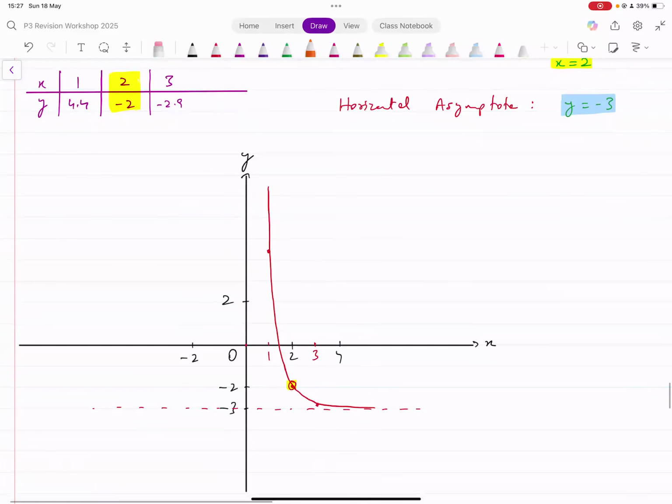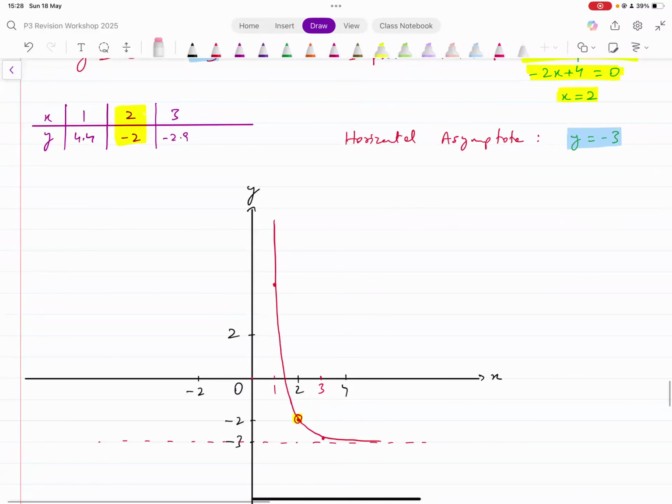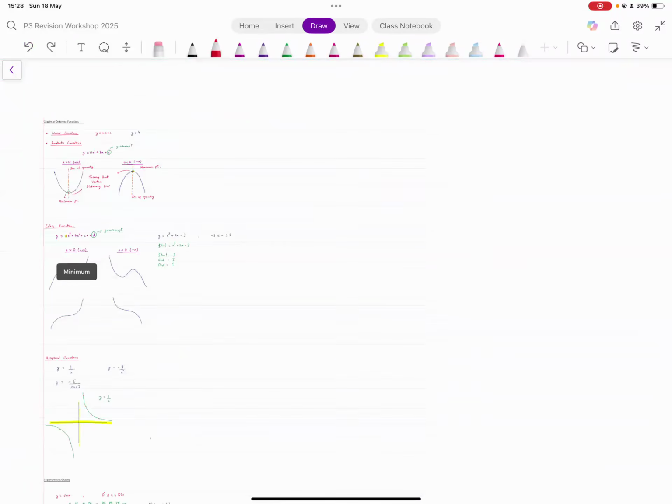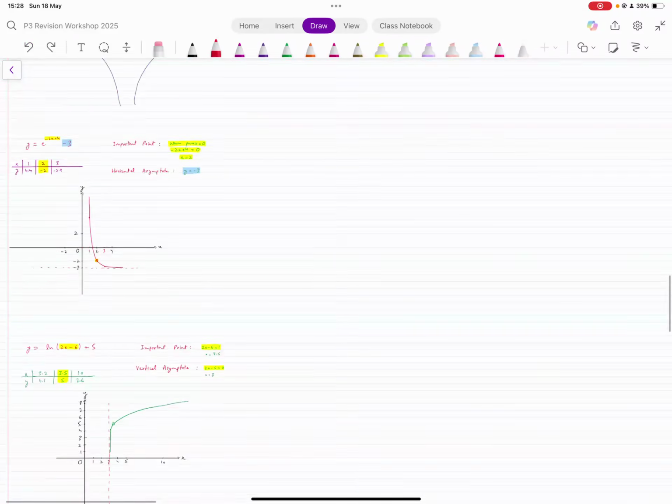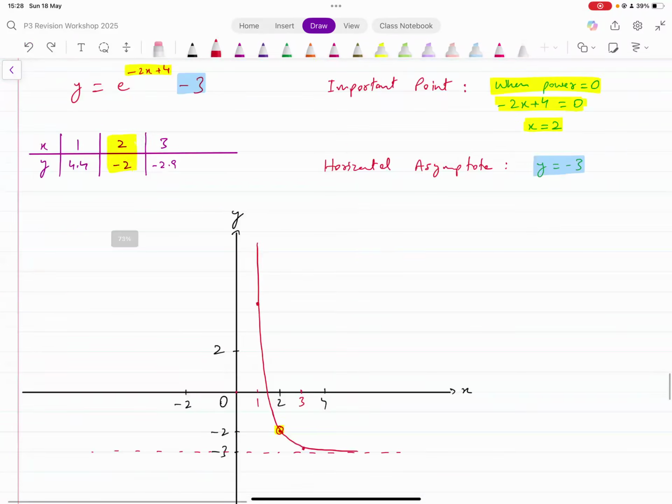So in this case, this horizontal line is the asymptote of this graph. The graph is not going to cross this line. It's going to go very close to this line here like this, but not go below this line. That's not possible. Okay. So now you've got the asymptote.